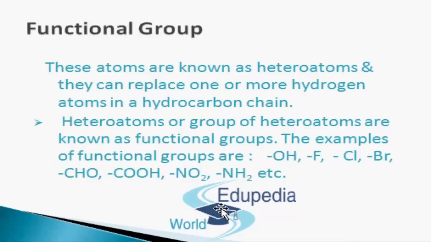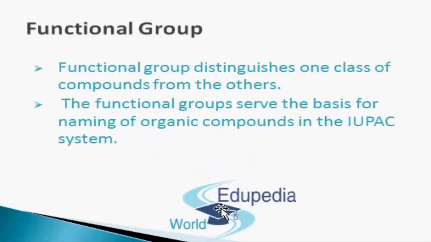These heteroatoms are responsible for the specific properties of organic compounds regardless of the nature and length of the carbon chain. These heteroatoms or groups of heteroatoms are known as functional groups. Examples of functional groups are OH, F, Cl, Br, CHO, COOH, NO2 and NH2, etc. The functional group of alcohol is OH, and it is responsible for the characteristic chemical properties of alcohols.